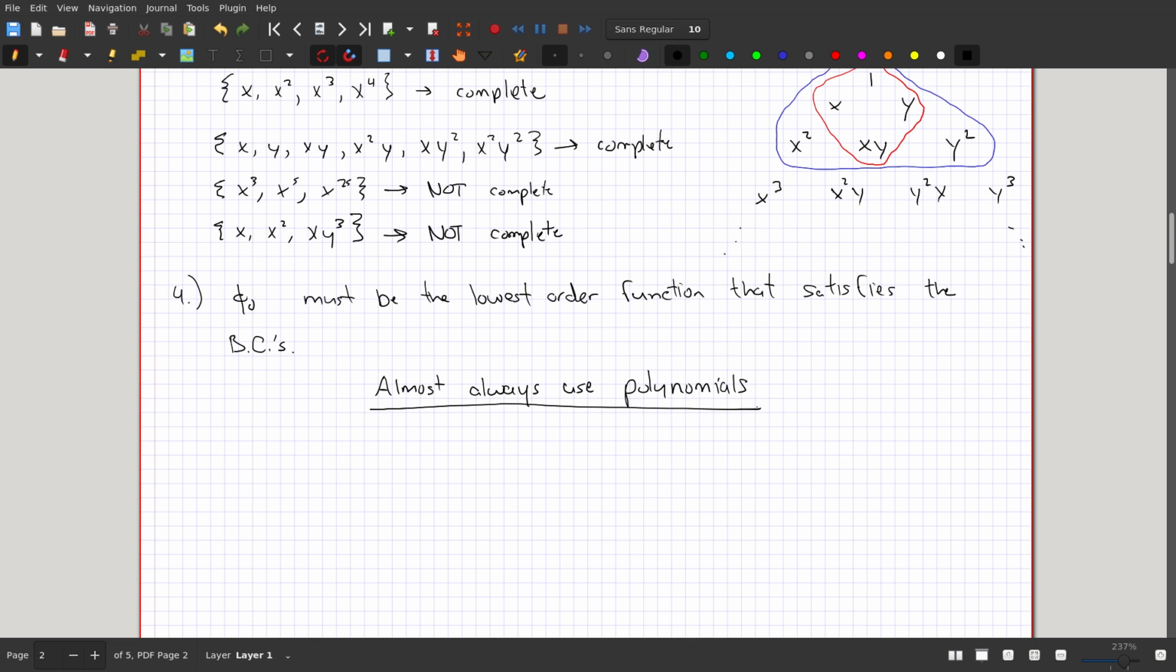But if you don't know what the solution looks like, which is most often the case when we're using the finite element method, the reason we're using the finite element method is because we don't know the solution, right? We're using it to solve it. In those cases, then we almost always use polynomials.